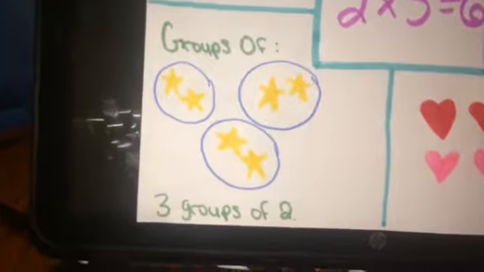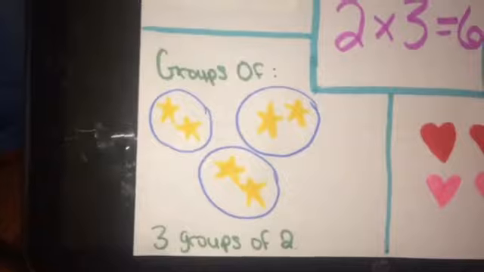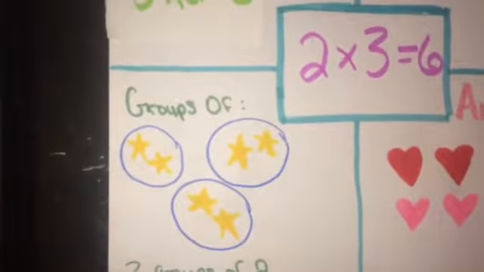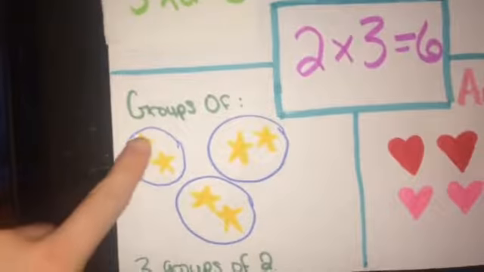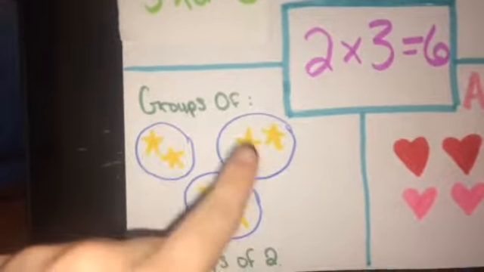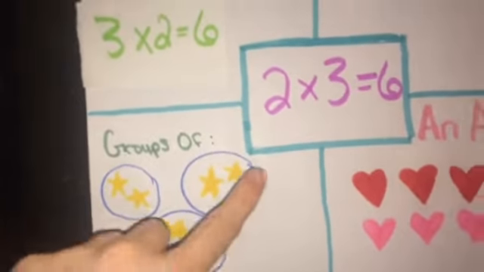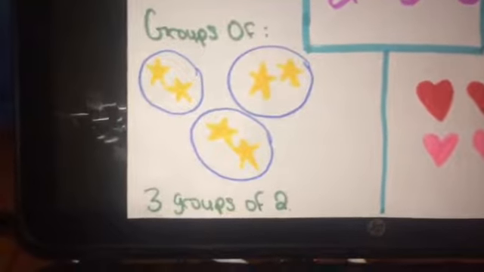So now we're going to go down here. This is for all of you who are visual thinkers. Let's say that we're looking at the night sky, and we see 3 groups of stars, and each group has 2 stars in it. So we have 3 groups of 2 stars. 2, 4, 6. There are 3 groups of 2, and that means there are 6 altogether.